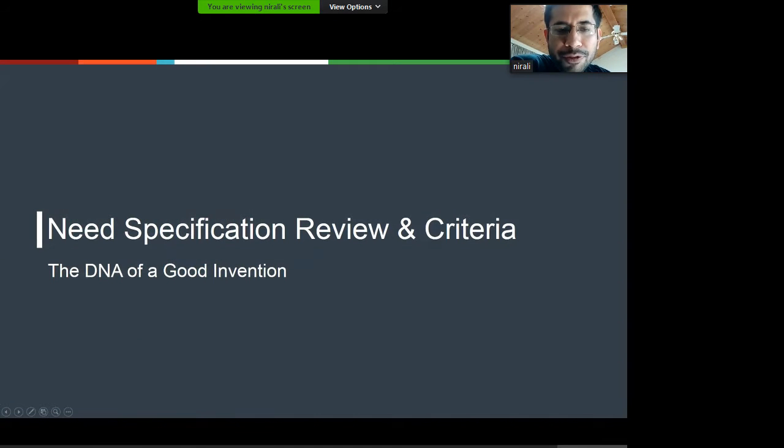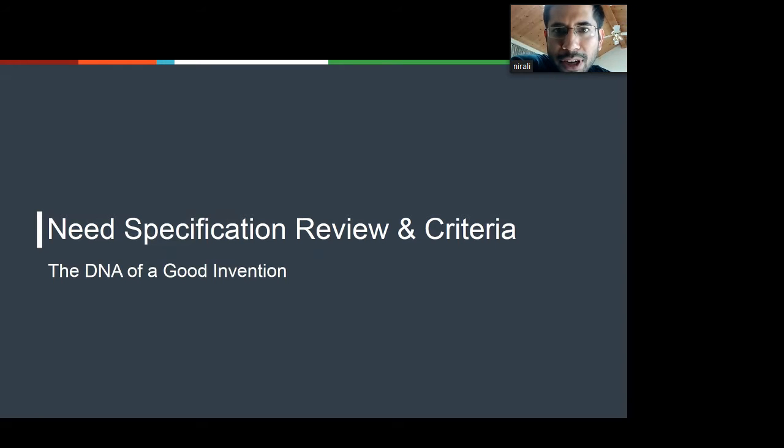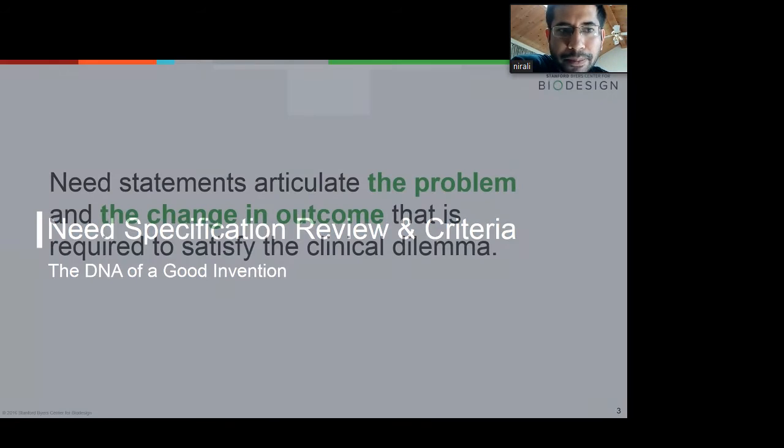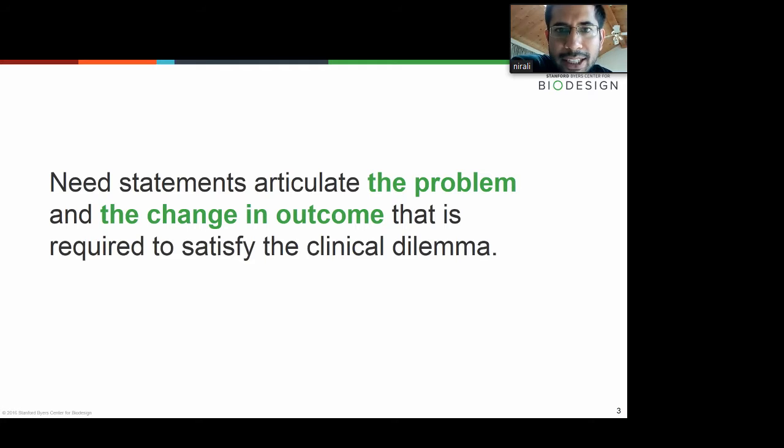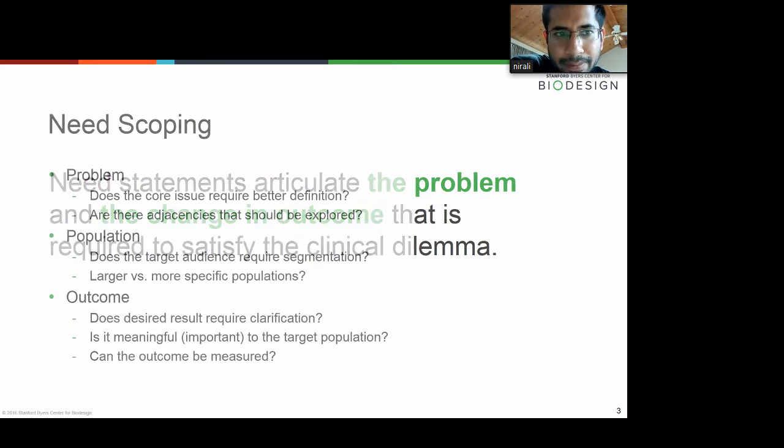So first, let's review some of the information on need specifications, and then we'll talk a little bit about need criteria. So these next few slides you guys have seen from last time. If you remember, the need statements articulate the problem and the change in outcome that is required to satisfy the clinical dilemma, or in any case, the healthcare dilemma, and in your specific case, the antimicrobial resistance dilemma.